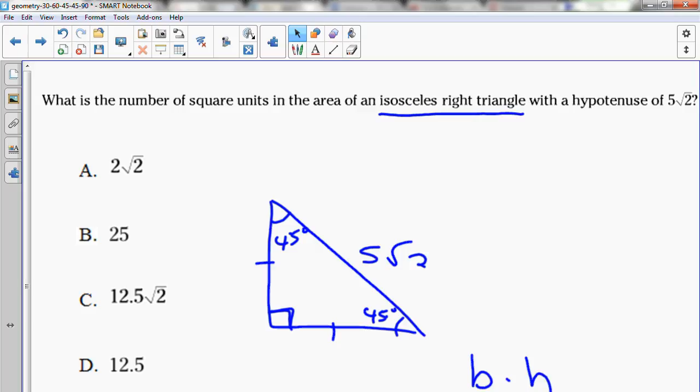So the base and the height would be the legs, wouldn't it? If my hypotenuse is 5 square root of 2, and this is a 45, 45, 90, what are the legs going to be? 5. So that's 5. That's 5. Now, base times height divided by 2. So 5 times 5 divided by 2. So it'll be 25 divided by 2. What's 25 divided by 2? 12.5. And look, when you take the ACT, y'all don't have to write out 12.5. You don't have to show your work. Circle the answer. Don't do more than you have to.